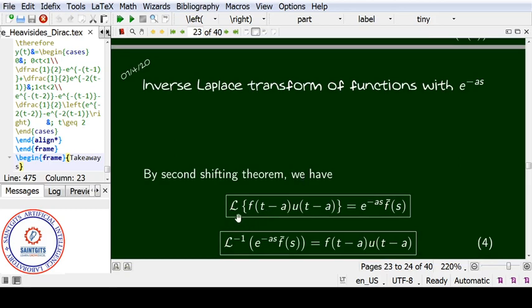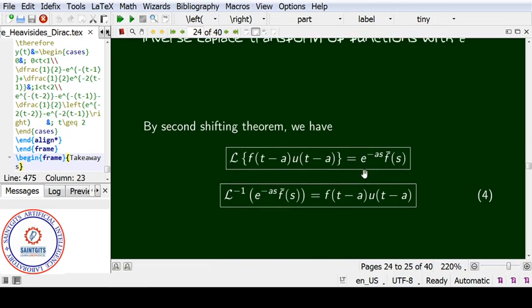From the second shifting theorem, we know L of f of t minus a into u of t minus a is equal to e raised to minus as into the Laplace transform of f, or f bar of s. Then I take this L to the right side, and I get L inverse. L inverse of e raised to minus as into f bar of s is equal to f of t minus a into u of t minus a.